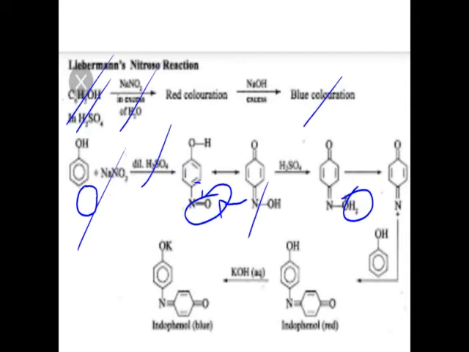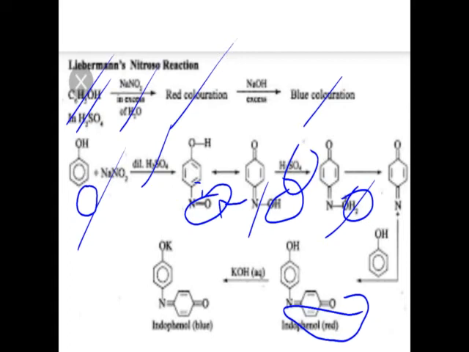Then hydrogen from sulfuric acid. We know sulfuric acid dissociates as H plus and HSO4 minus. So the H plus ion comes to this part, and it gets positive. After that we get the indophenol compound. This indophenol compound is actually red in color, so we get the red coloration after addition of NaNO2 and water in the presence of sulfuric acid. This red color is the indication of the formation of indophenol.